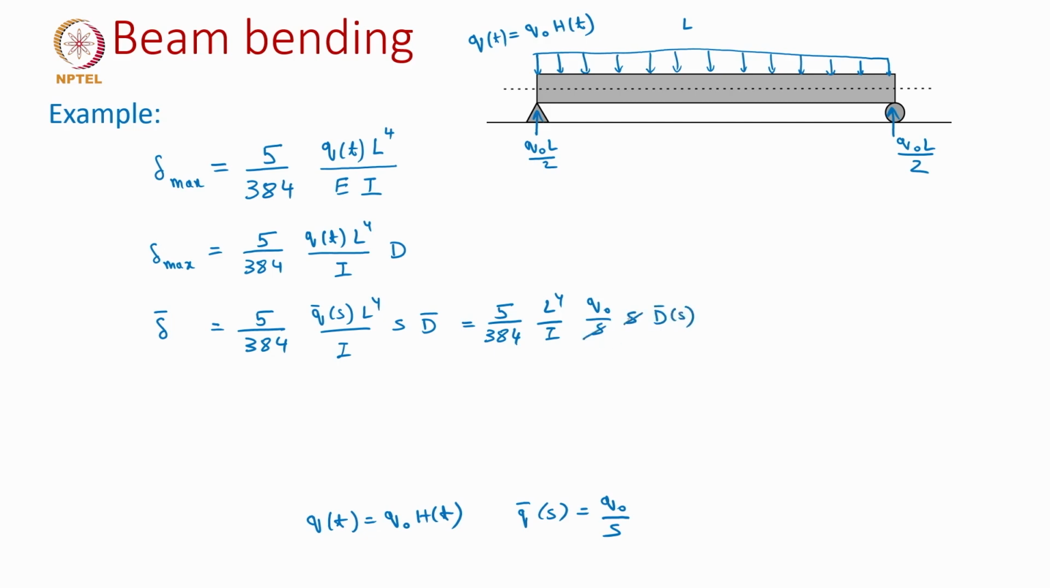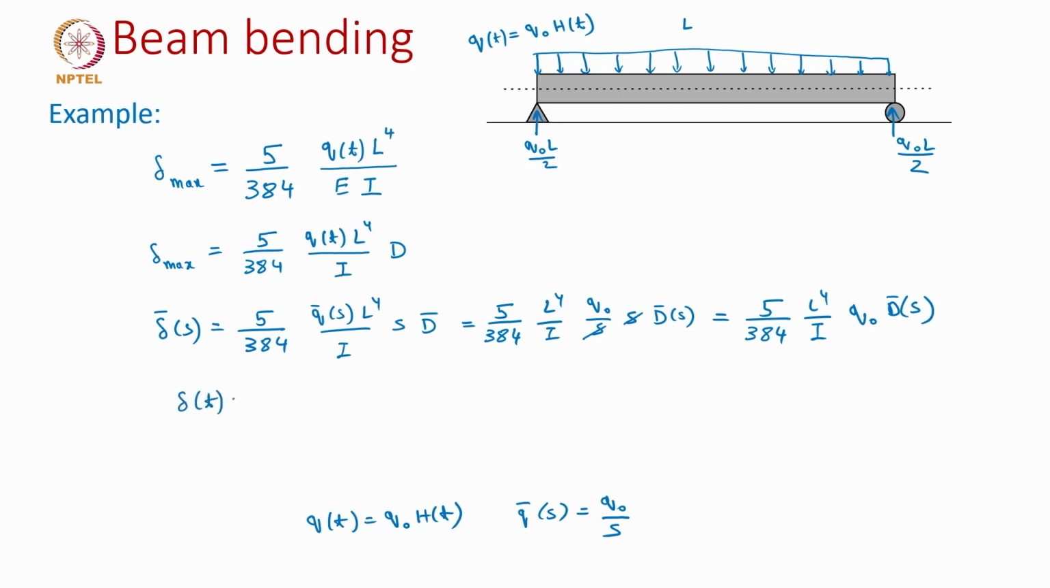Cancelling out both these s, what we are left with is 5 by 384 times L power 4 by I q naught times D of s. Okay. Now we notice that on the left we have only one Laplace transform quantity, and on the right also we have one Laplace transform quantity. So, finally writing the inverse Laplace transform will be easy.